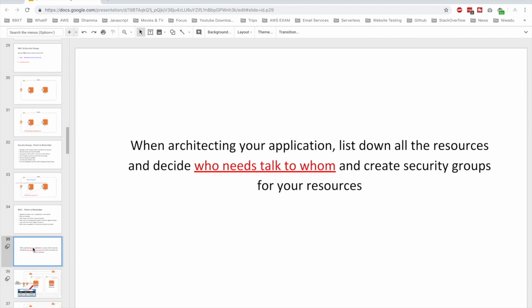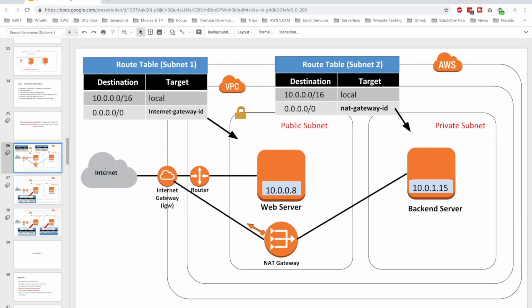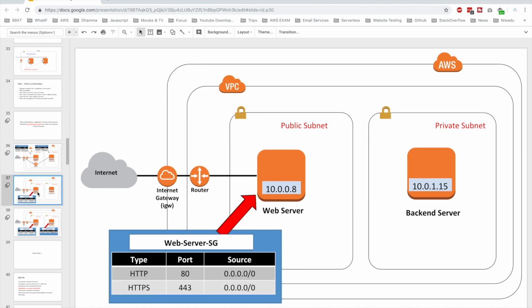subnet level. So when you're architecting your application, it's best to list down all your resources and then decide who needs to talk to whom. And then we can create security groups and network access control lists depending upon that communication pattern. So now let's add security groups and network access control lists to our architecture and control the communication in our network. So here's our network architecture, and we are going to add a security group to our web server.